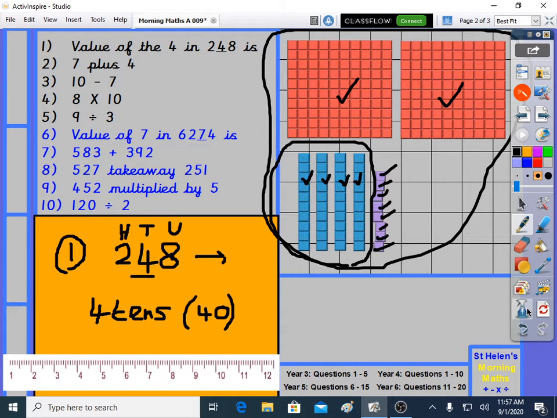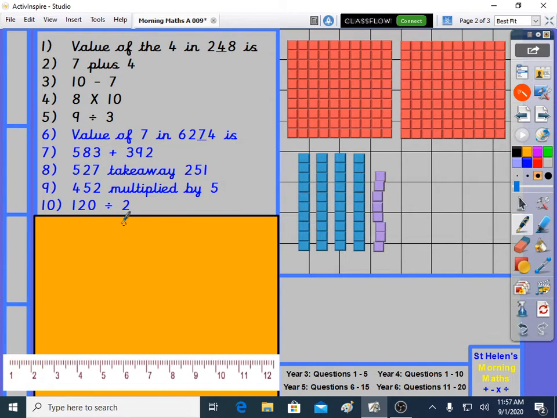Let's move on to question 2. We're on to some additions. 7 plus 4. Let's do this on the number line. Do it before me if you can. 7 plus 4. Start on the 7 and I'm going to count up. 1, 2, 3, 4. We get to 11. 7 plus 4 is 11. Make sure you get that copied down.